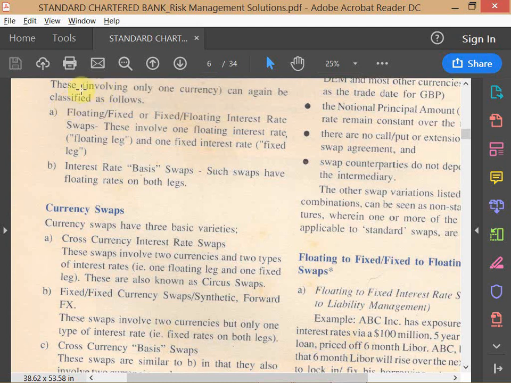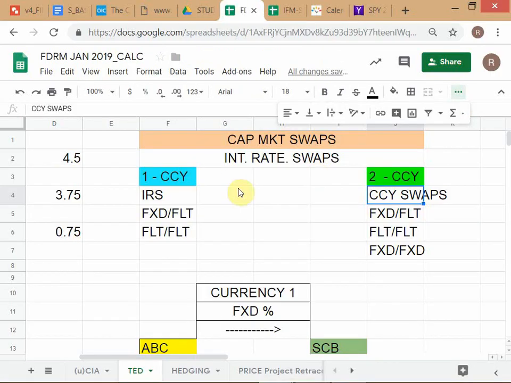You can see the classification. Those involving only one currency and those involving two currencies. Okay? Here you have fixed floating, and then you have interest rate basis swaps. Floating rates on both legs. So this category, floating, one currency. Here's where you have to be careful about the industry parlance. You have to know the industry terminology. These are called basis swaps. Okay, strictly speaking, interest rate basis swaps. So both legs floating, one currency, these are called interest rate basis swaps.